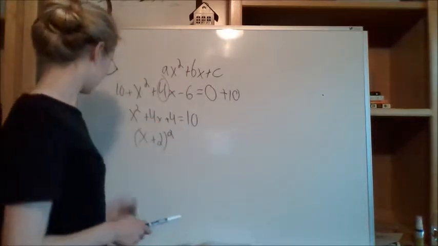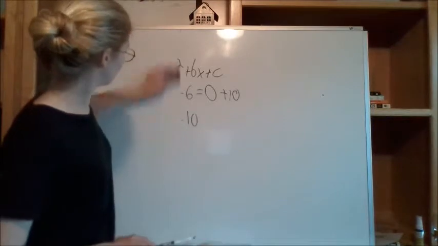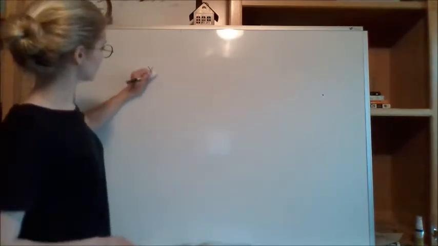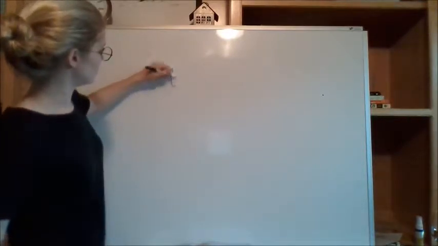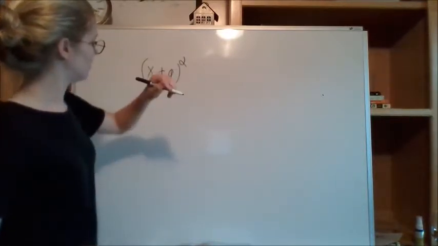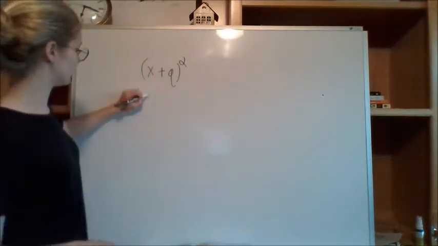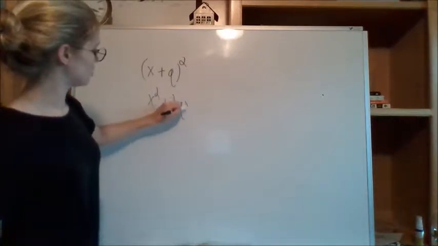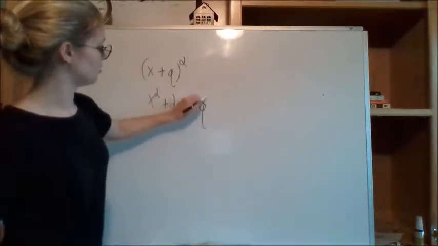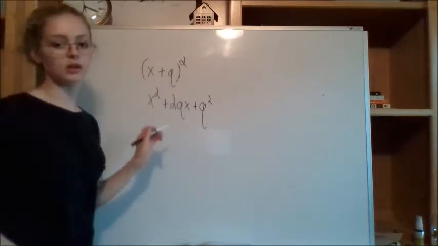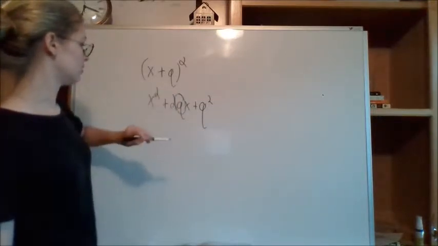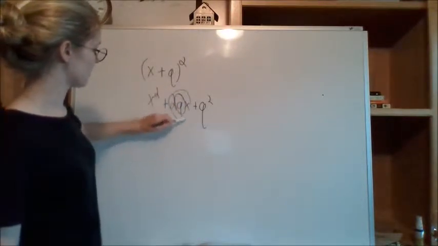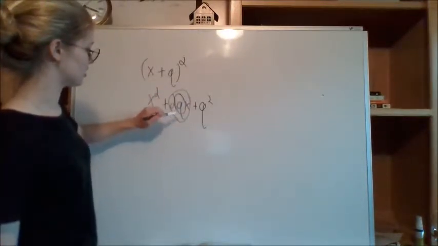So for our general use, if we have x plus q squared and we FOIL this out, we're going to have x squared plus 2qx plus q squared. Basically what we want to do is find q so we know what q squared is. So when we look at the x term, we want to divide the coefficient by 2.